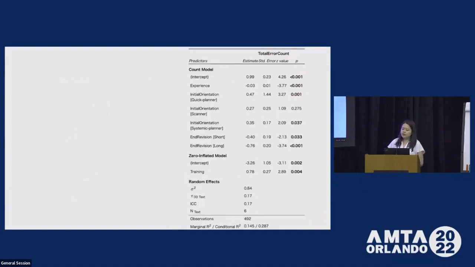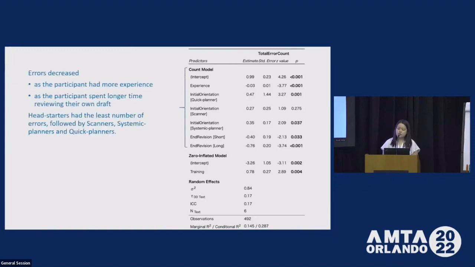Now let's take a look at the best model for translator characteristics. The count model suggests that the total error count decreased as the participant had more years of experience and spent longer time on the end revision. And this is not a surprising result, but a pleasant result.